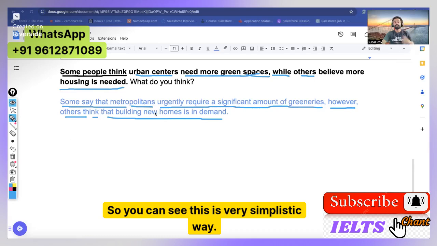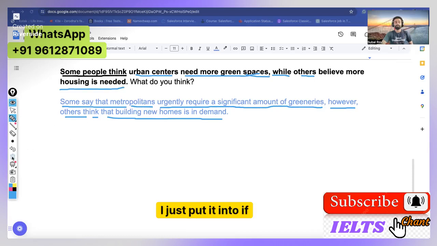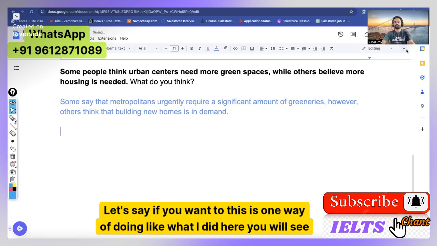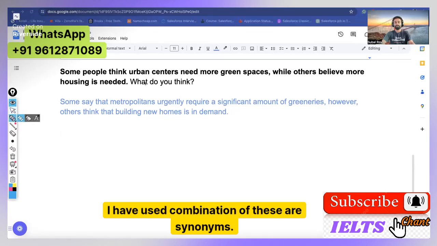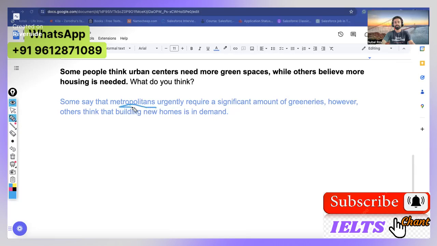So you can see this is a very simplistic way. This is one way of doing it. Like what I did here, you will see I have used a combination of synonyms.